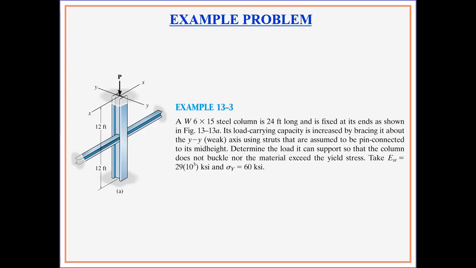The E of steel, or the modulus of elasticity of steel, is 29 into 10 to the power 3 ksi, and sigma y is equal to 60 ksi. In the previous question, the sigma y or the yielding stress was 36 ksi, and over here it is 60 ksi.